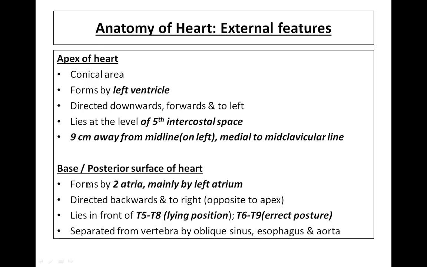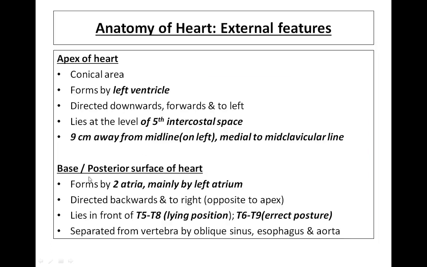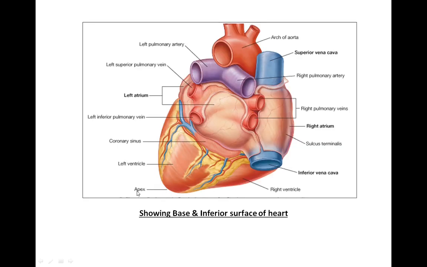Then the base. Come to the base or posterior surface. Already I have said this base is also known as the posterior surface of the heart. So it is formed by the two atria. See, this is the base. Here it is the apex. We are looking from the posterior aspect. This base is mainly formed by the left atrium. Part of the right atrium also forms the base or posterior surface of the heart.